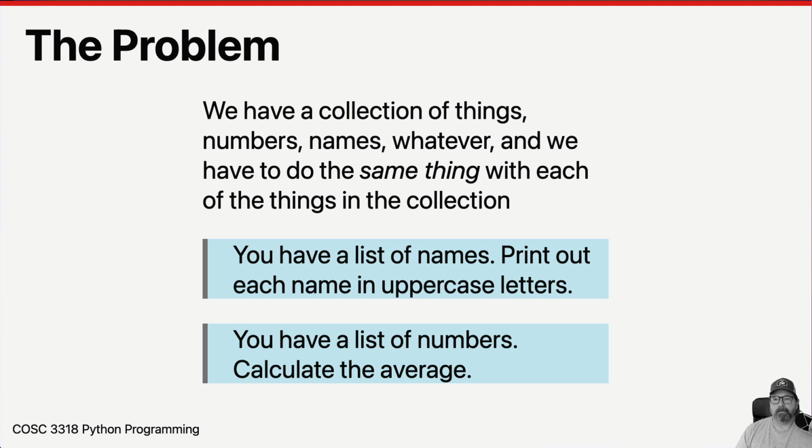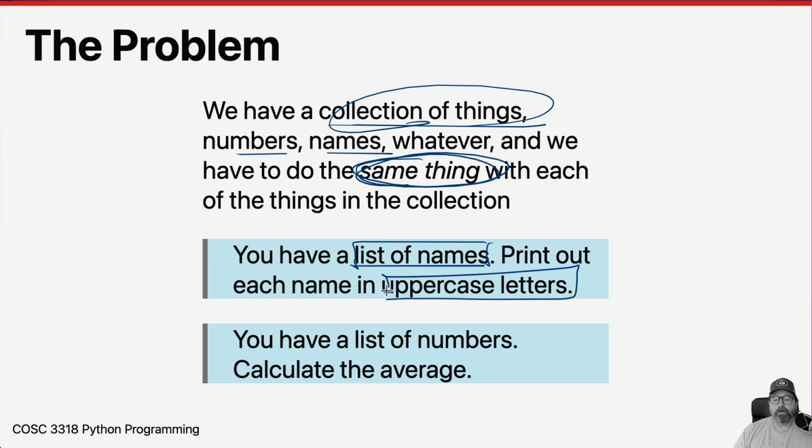The problem that we're trying to solve with this idea of a for loop and how it changes the top to bottom execution of a Python program is we have a collection of things. It can be numbers or names or whatever it is, but we want to do the same thing with each of the things inside that collection. So let's say we have a list of names. If we have a list of names, maybe we want to print all the names out uppercase. So what we would want to do is be able to look at each of those names like Curtis and Nora and Asa, and then print each of those out using uppercase like Curtis.